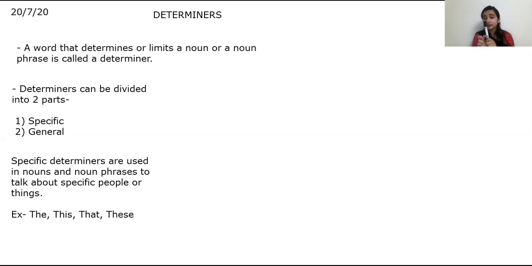Which marker? This. I'm not saying any marker, a marker, every marker. I am specifying this marker is black in color. So I'm talking about this. So this is a specific determiner. I am talking about a specific noun or a specific noun phrase. Clear? So these are specific determiners. When I talk about a specific object, a specific group of people, that comes out to be specific determiners. Clear? Now let us define general determiners.